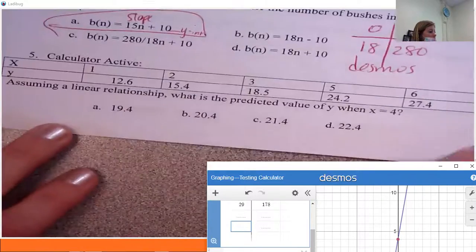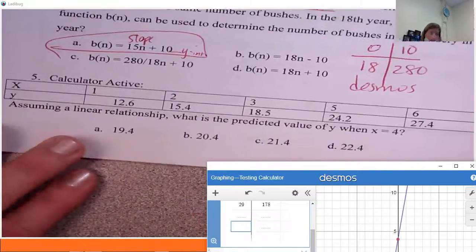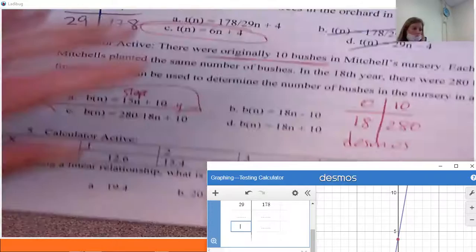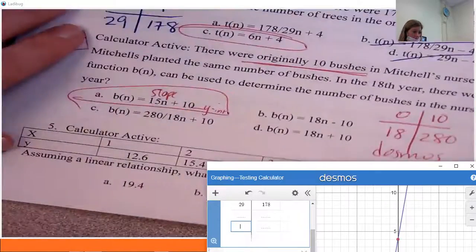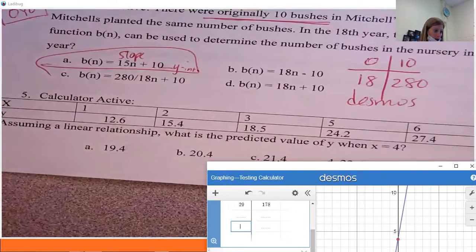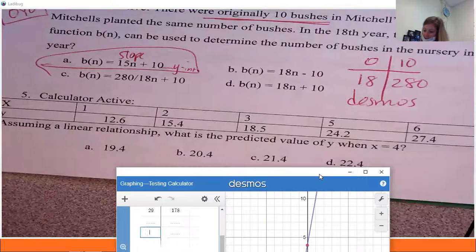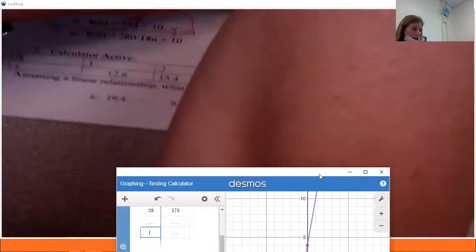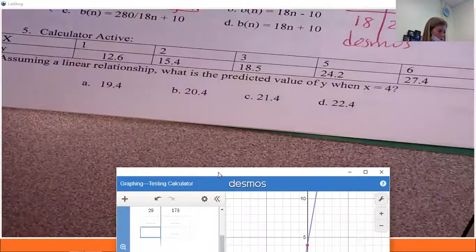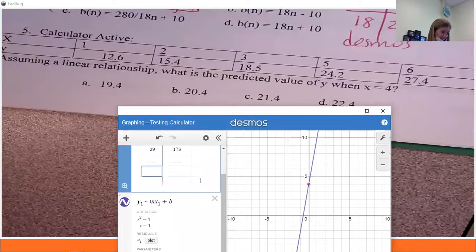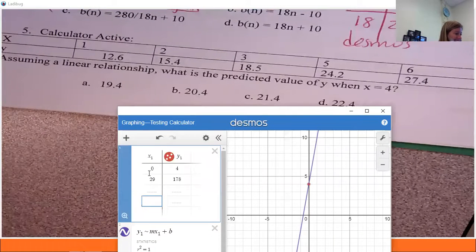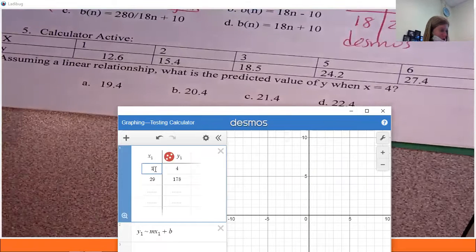Okay. Number 5, assuming a linear relationship, what is the predicted value of y when x is 4? Mason, what do you think I need to do with this table? Put it into Desmos. All right, guys, type it in for me. I know y'all hate doing that, but you pretty much hate everything I ask you to do. So let's go ahead and put this one in Desmos.